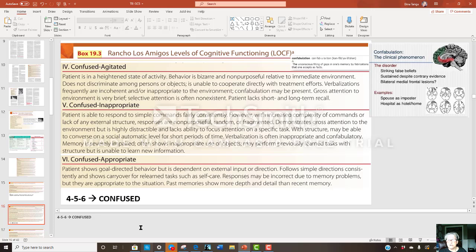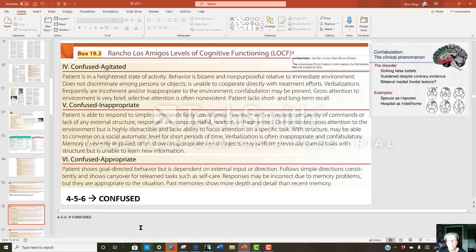Responses may be incorrect due to memory problems, but they are appropriate to the situation. Okay, so maybe the patient doesn't push up from the bed. Maybe the patient reaches for the walker because they see a walker in front of them and they want to walk to the bathroom, but they forget that they need to push up instead of reaching for the walker. So the responses may be incorrect due to memory problems, but they're appropriate to the situation.